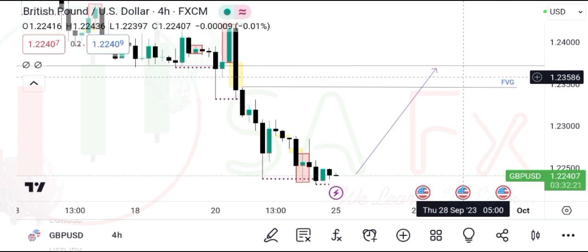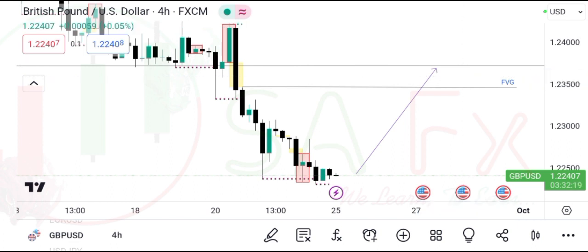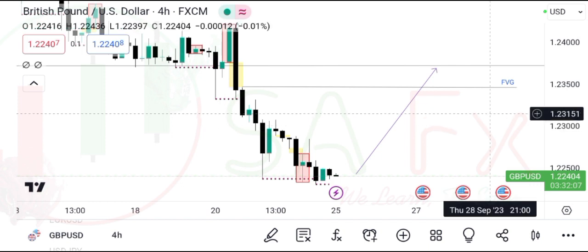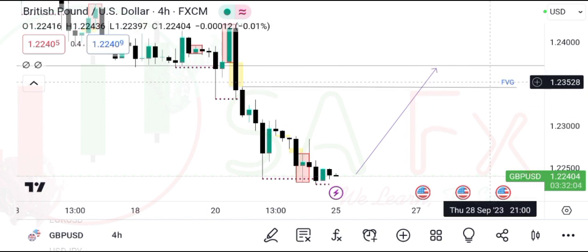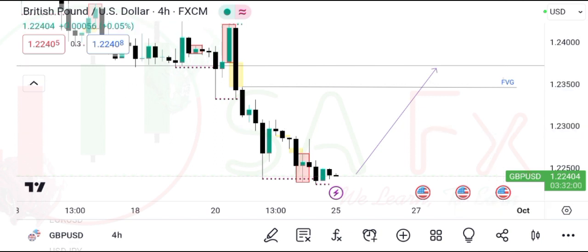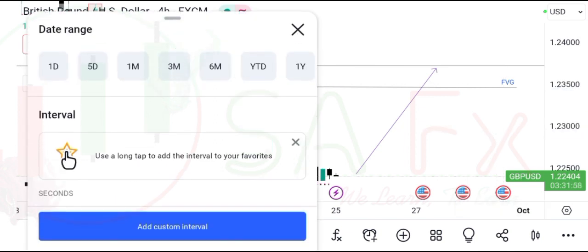Are you with me? So that is the order flow. So we are expecting a retracement, correctional move back to fill this fair value gap. It might not even fill it. It might just tap into it and come back. But let's go down to lower time frame.